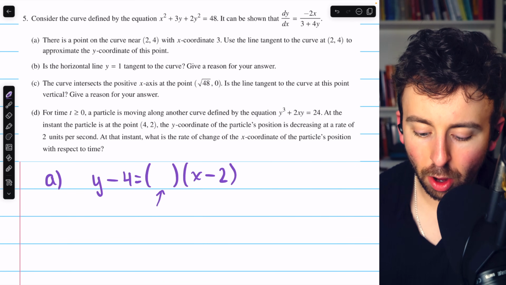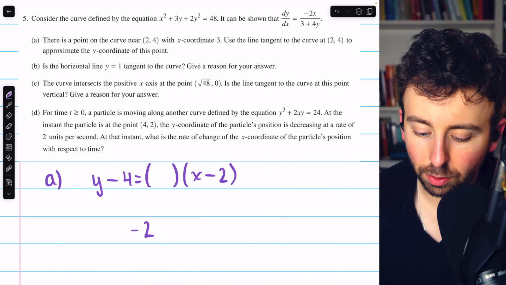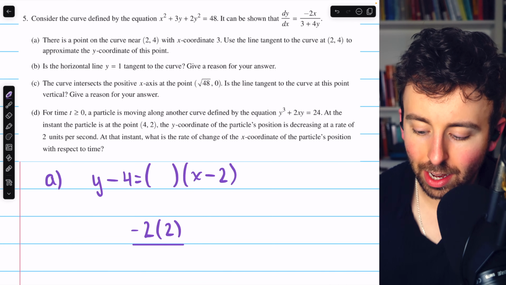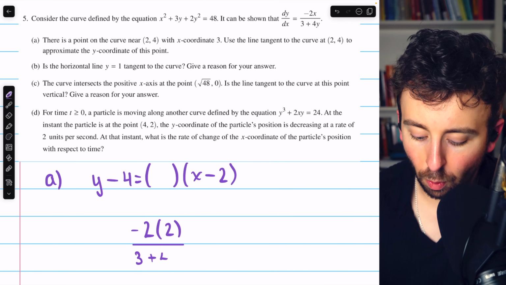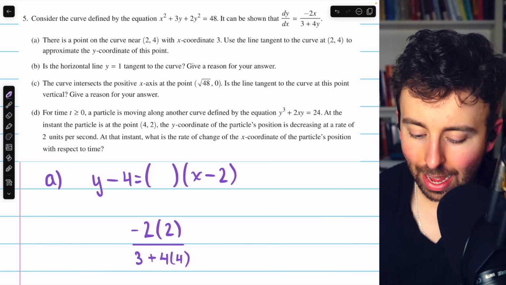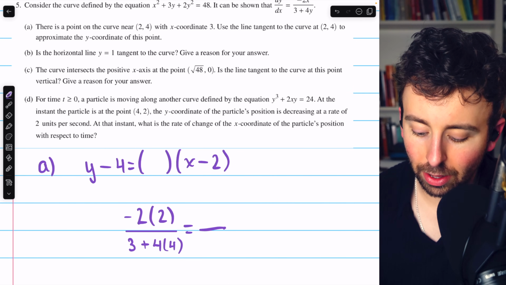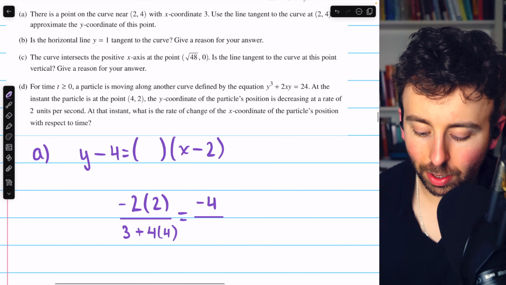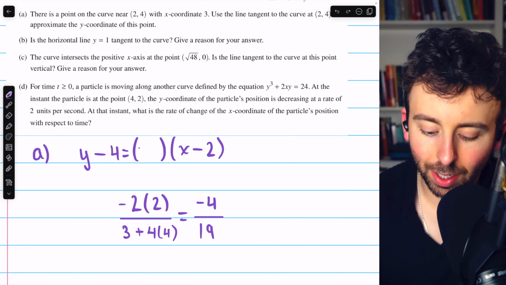All right, now for the slope, we will plug (2, 4) into the derivative. So that's going to be negative 2 times x. X is 2. And then this is divided by 3 plus 4y. So 3 plus 4 times y, and at x equals 2, we have that y equals 4. So then just doing the evaluation here, negative 2 times 2 is negative 4, and 3 plus 4 times 4 is 19. So that is our slope. Let's go ahead and plug that in, negative 4 over 19.